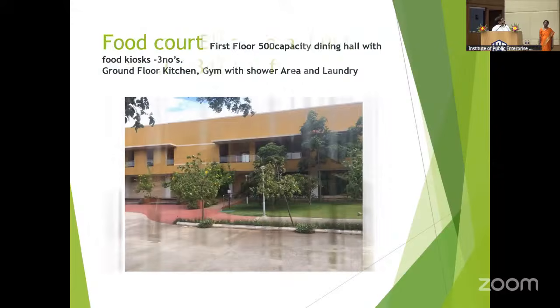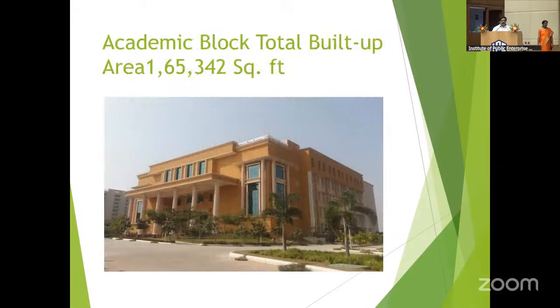This is the academic block, about 1,65,000 square feet built-up area. It's a five-story building, ground plus 4 floors. We have classrooms on the first and second floors. On the third, we have faculty rooms. On the second, also we have faculty rooms. And on the fourth, we have seminar halls and faculty rooms.